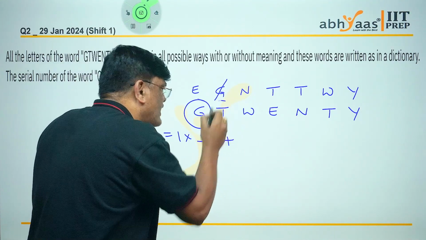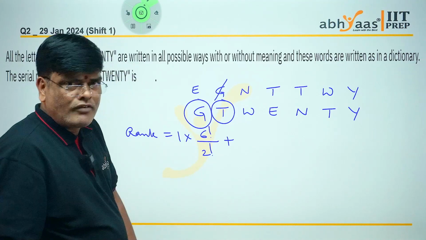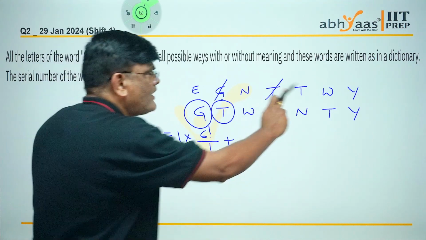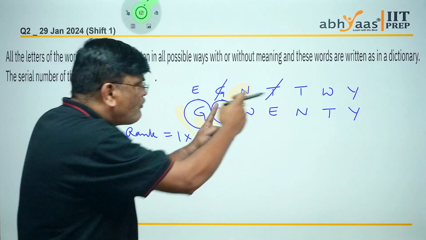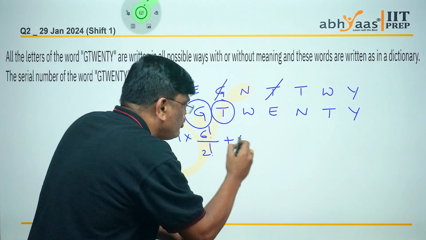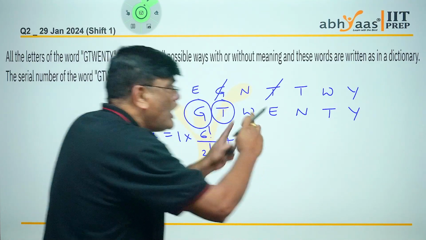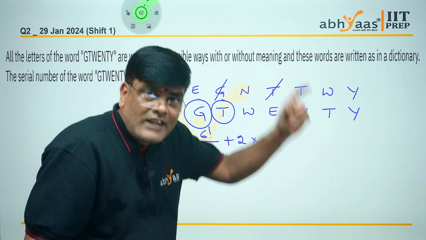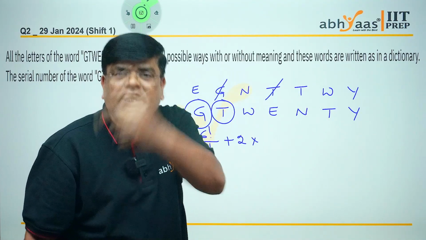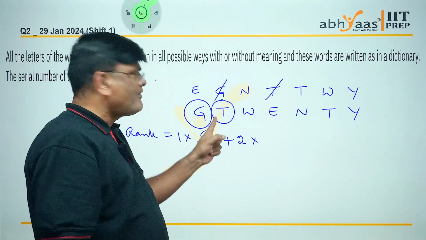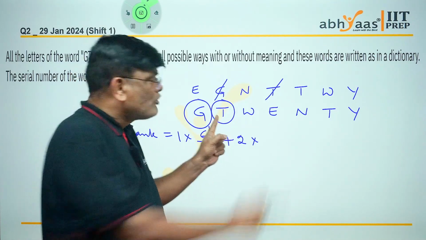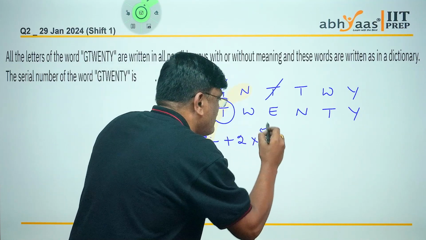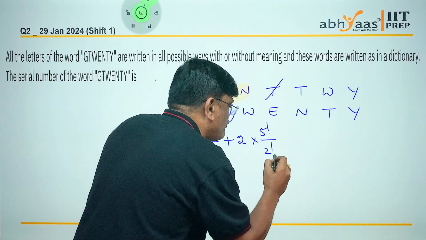Now I'm circling the letter T in the word. Next cancel the first T only, not the last T, the first T. Now before T, how many letters are there? 2 into, now the remaining letters. Here the remaining letters are 5. In those 5 letters, is any letter repeated, including this? T is repeated twice. So we have to write it as 5 factorial by 2 factorial.